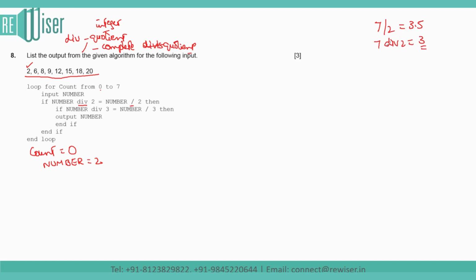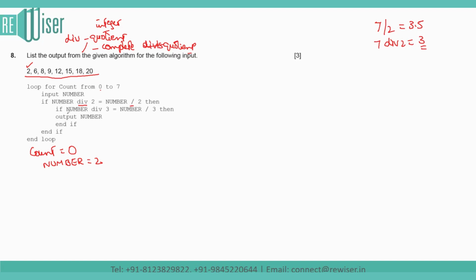Now, if number div 2 is equal to number divided by 2. The value of number is 2. So number div 2 is how much? 2 div 2 will be 1, and 2 divided by 2 is also 1. In that case, this condition is true.